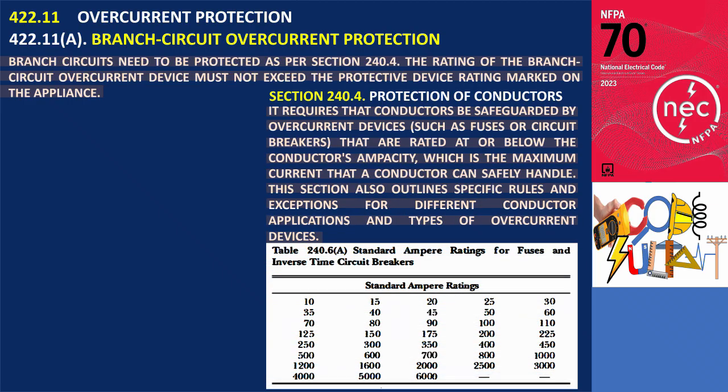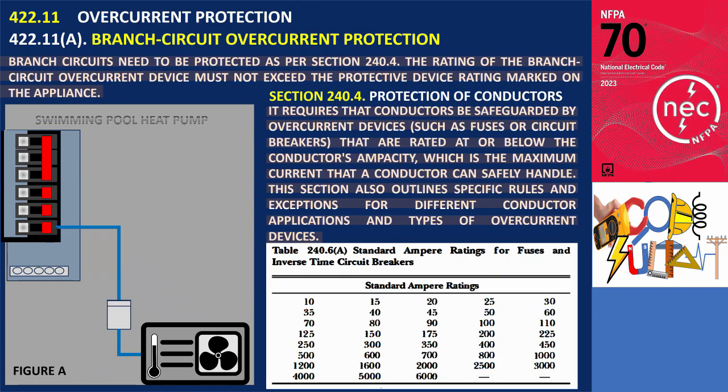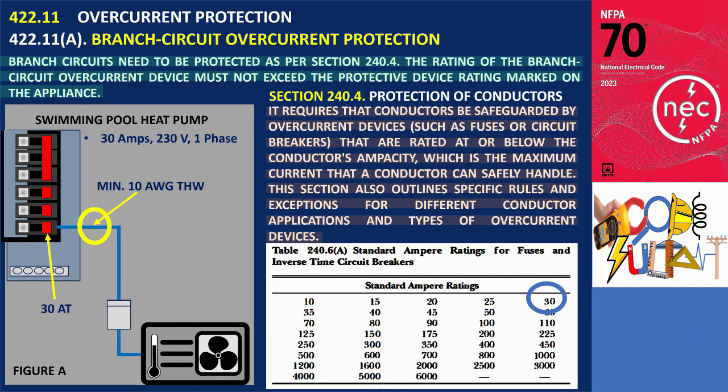The standard ampere ratings for fuses and inverse time circuit breakers are specified in Table 240.6(A). Let's revisit the example from our previous video, a swimming pool heat pump rated at 30 amperes. The branch circuit conductor is sized at 10 AWG, which has an ampacity of 30 amperes according to Section 422.11(A). The rating of the branch circuit overcurrent device must not exceed the appliance's marked protective device rating. Since the rating is 30 amperes, the branch circuit overcurrent device is also set at 30 amperes. This also aligns with Section 240.4, ensuring that the conductors are protected from overheating.